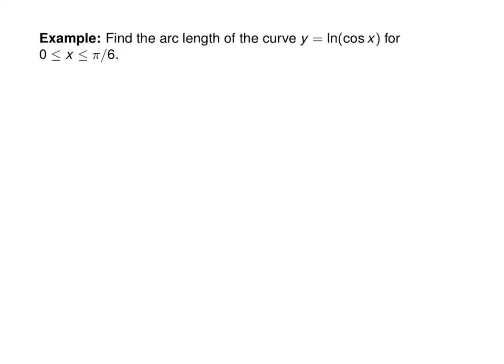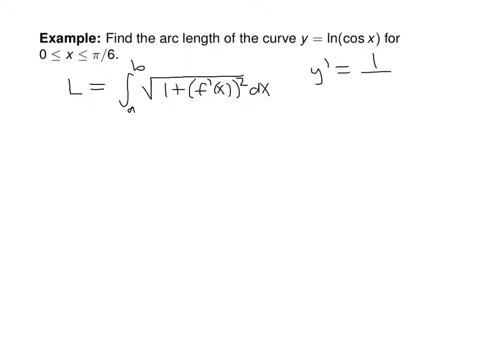The next application we had was how to find the length of a curve. So the arc length formula L is the integral from a to b of the root of 1 plus f prime of x squared dx. So I have ln of cosine x between x equals 0 and pi/6. So y prime is 1 over cosine x multiplied by negative sine x, because of the chain rule. So that's the same thing as negative tangent of x.